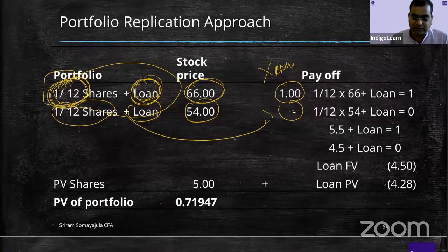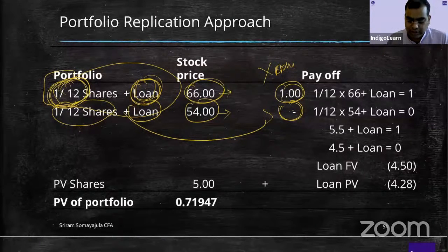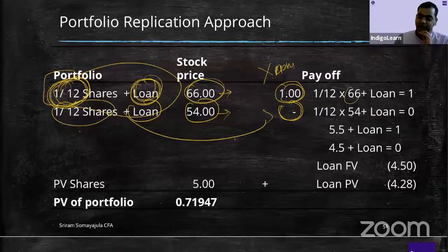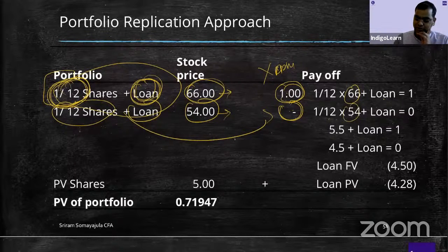That is 1/12 shares of this company plus some loan. And 1/12 shares plus some loan should generate a payoff of 1 when it is at 66, and a payoff of 0 when it is at 54. So if you substitute the value of the share at 66 and 54, you can formulate an equation. 1/12 of shares valued at 66 plus loan will give you a payoff of 1. 1/12 of a share valued at 54 plus loan is equal to 0. So you further simplify: 5.5 plus loan is equal to 1 and 4.5 plus loan is equal to 0.